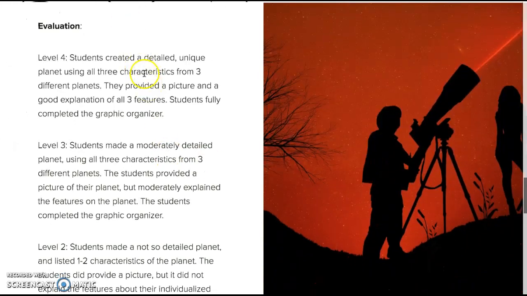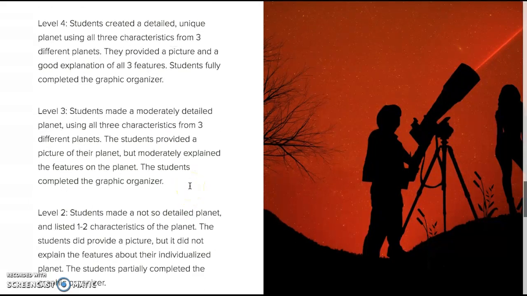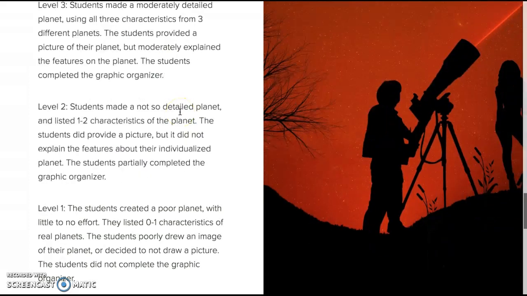And the evaluation, this is our rubric system that we have set up for the kids. This is just going to get in depth with how they're getting graded, what they're going to get points taken off for. So level 4 is they excelled at everything to the best of their possible ability. Not just the planet that they created, but they listed all the characteristics from the different planets. They explained everything well, and they completed the graphic organizer. And then it slightly decreases in level 3 and level 2, and level 1 is just awful.